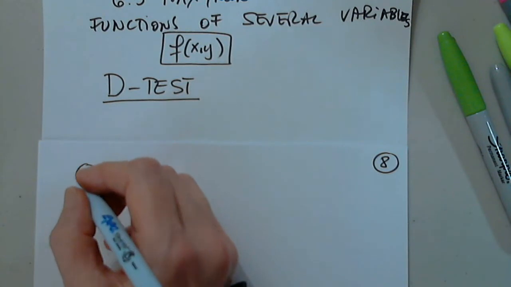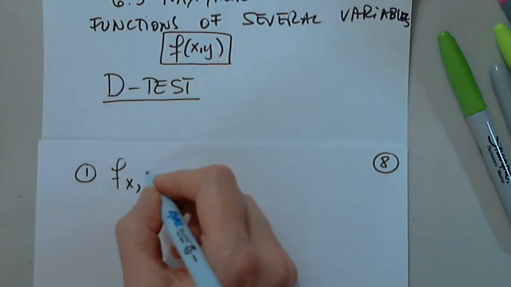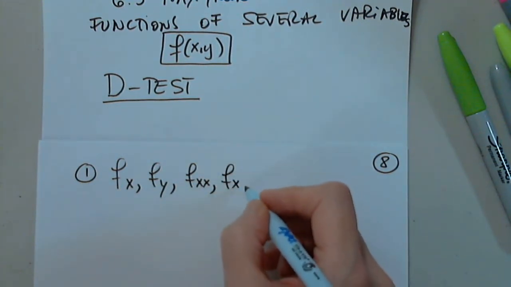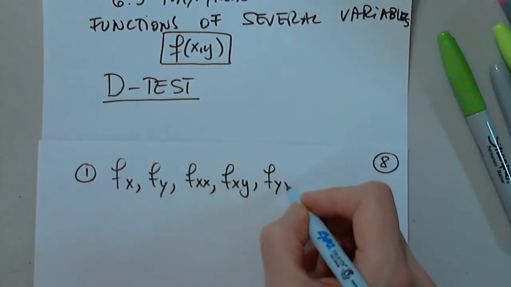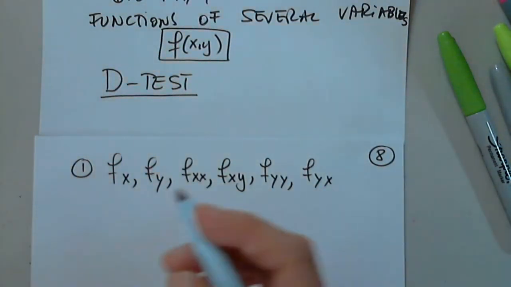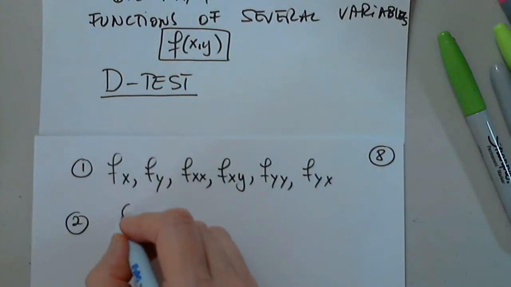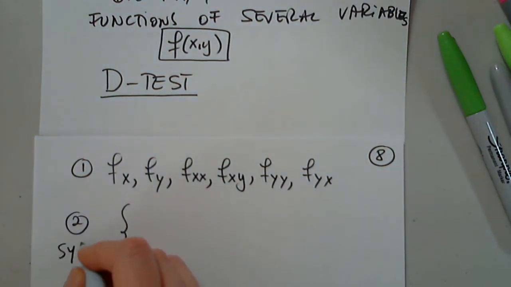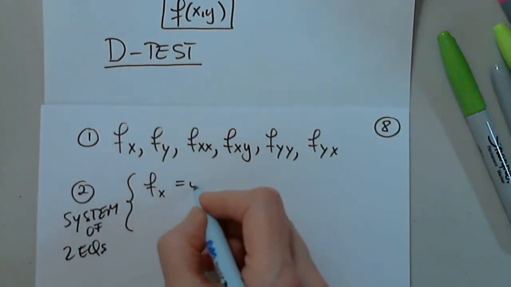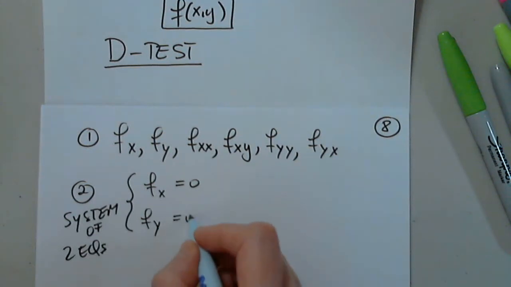In step number 1, we have to find fx, fy, fxx, fxy, fyy, fyx. Once I determine all these, in step 2, I create a system. This is a system of 2 equations. And here is the system. Fx equals 0 and fy equals 0.